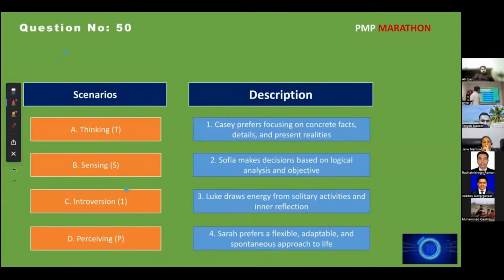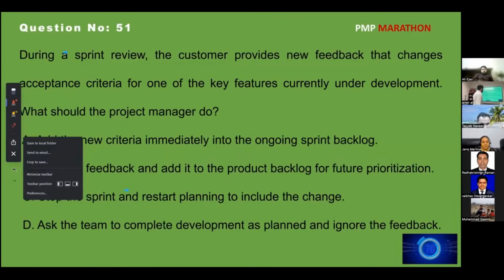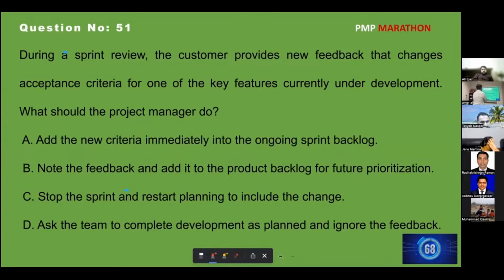We already solved the intrinsic extraction; it's the third question. During a sprint review, the customer provides new feedback that changes acceptance criteria. What should the project manager do? Add the new criteria into the sprint backlog, or note it and add it to the product backlog for future prioritization? The sprint backlog cannot change, this is already done. It's a sprint review, so we are left with the B option.